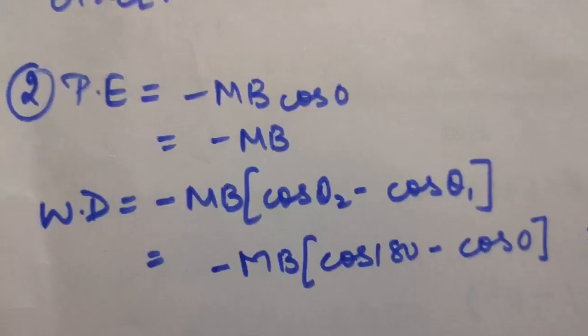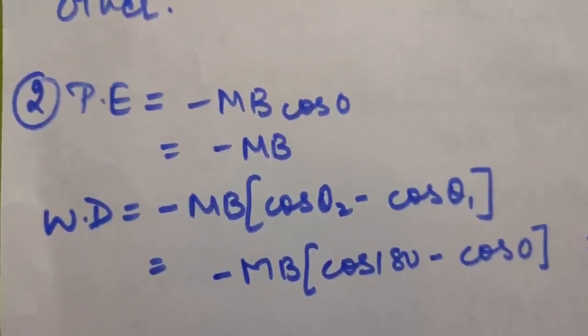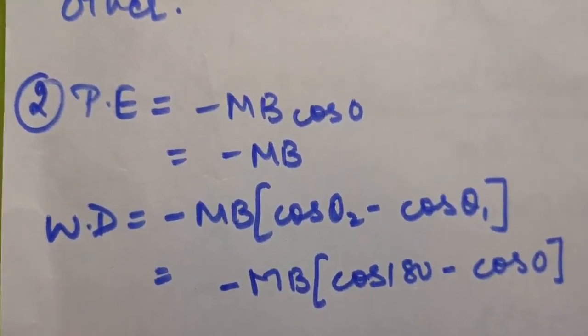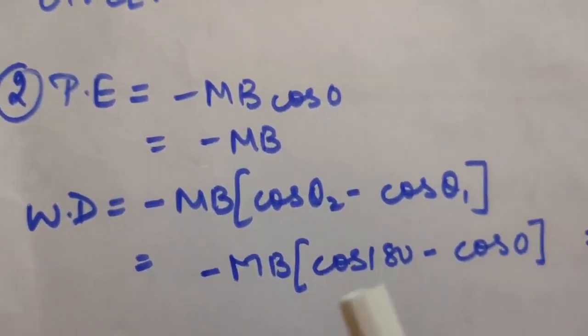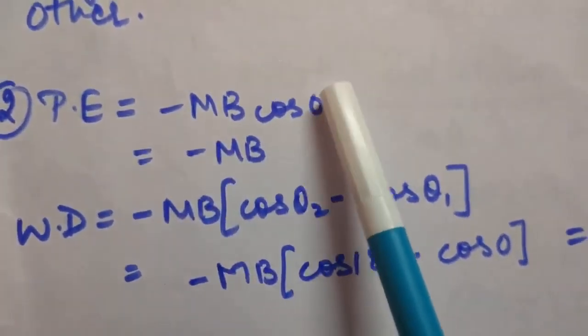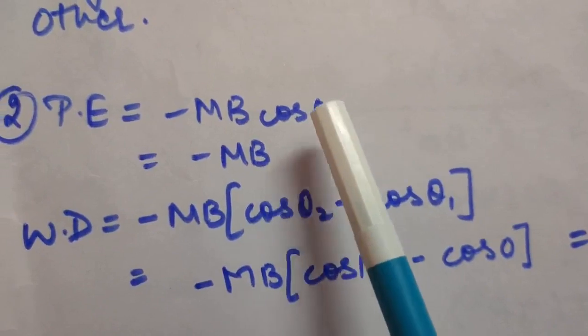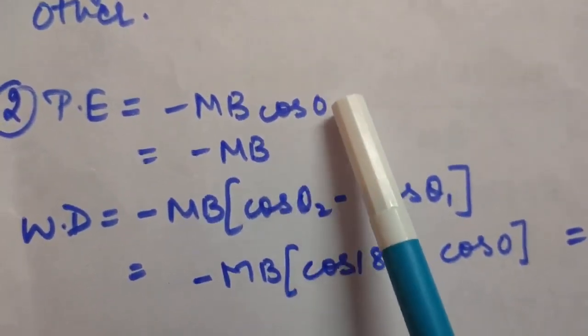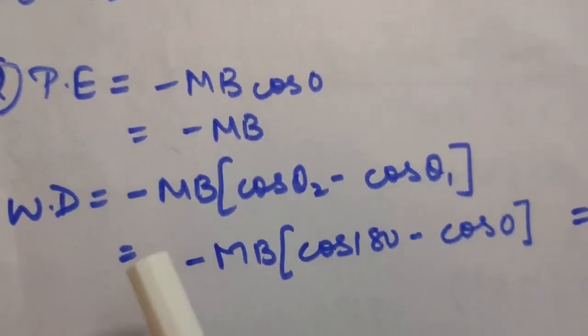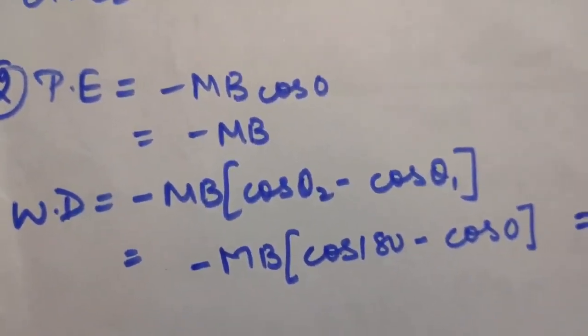Okay, so the second question says a magnetic dipole is situated in the direction of a magnetic field. What is its potential energy? So now as you know the formula of potential energy is minus mB cos theta. Now if the magnet is situated in the same direction then theta will be 0 degree, so it will give you minus mB. Okay, now the next part of the question says if it is rotated by 180 degree, what would be the work done?